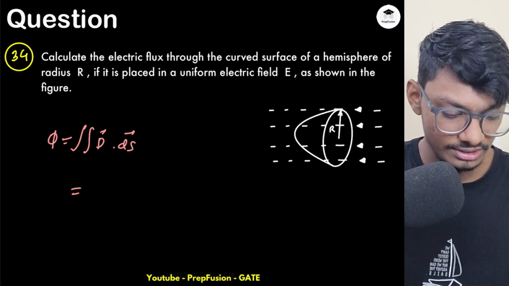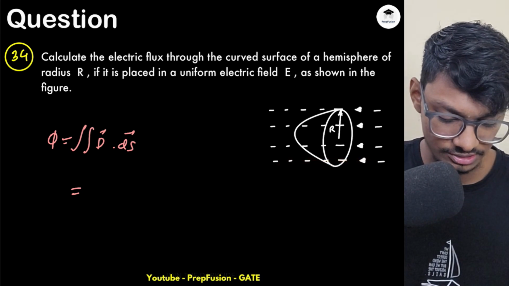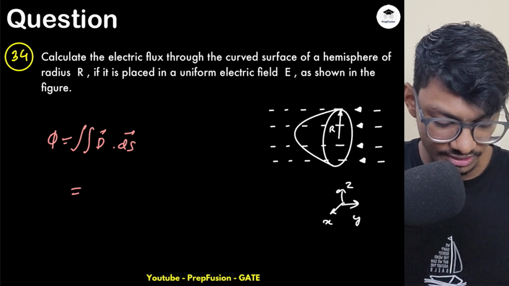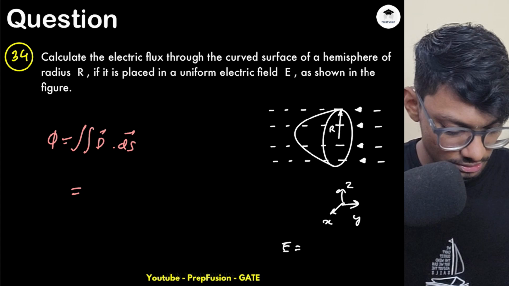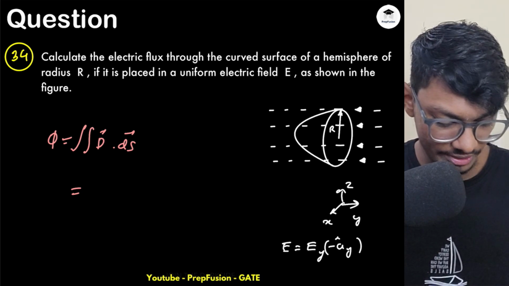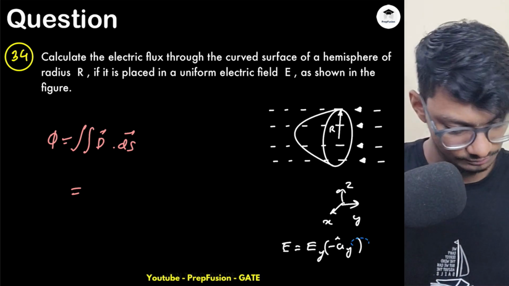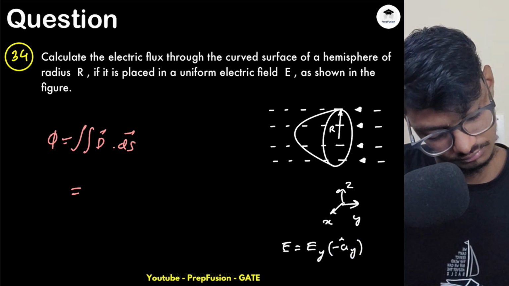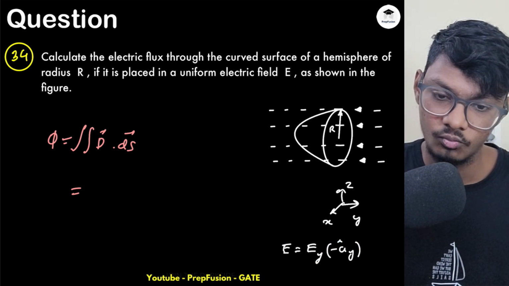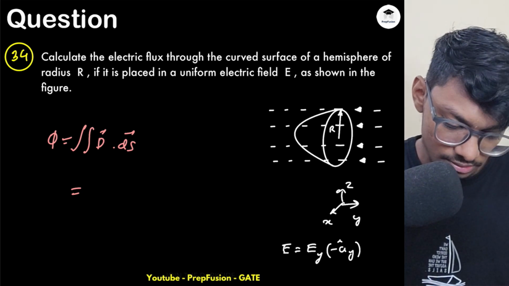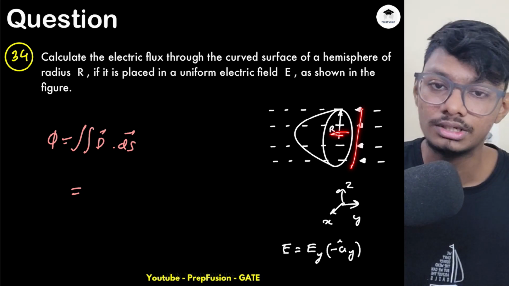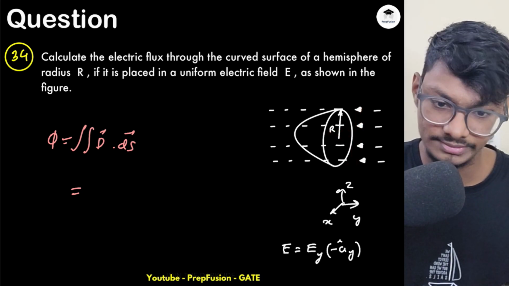What is the electric field? Let's assume the directions. Let's assume these as z, x and y. The electric field is in the y direction. E is equal to some constant magnitude E in the minus ay cap direction. So E is in this direction. Now what else do we need to do? If I find out the projected area here, the angle between the electric field and the area is simply 90, so it will always be constant.